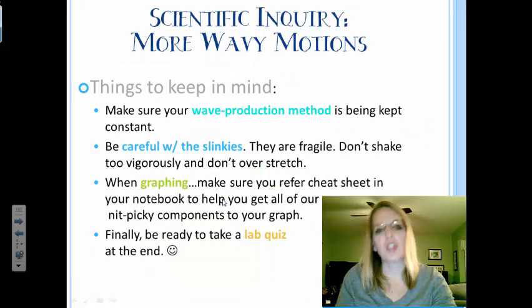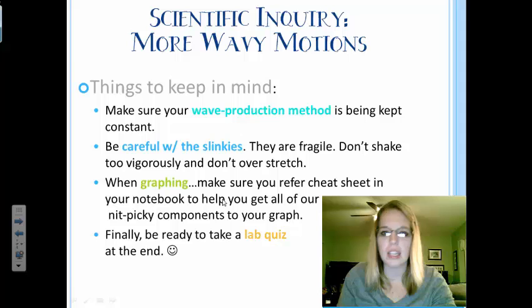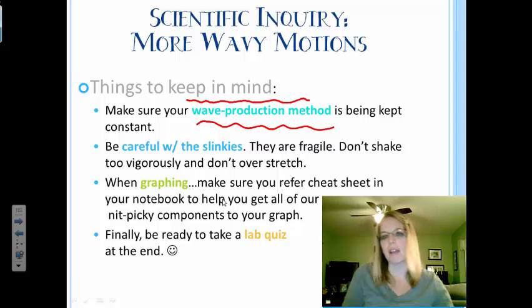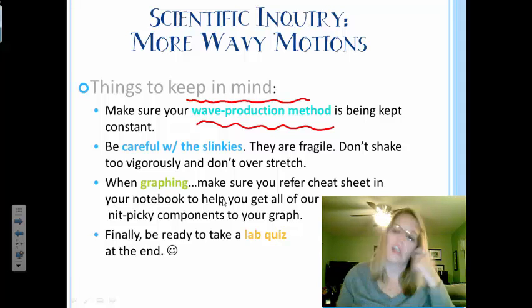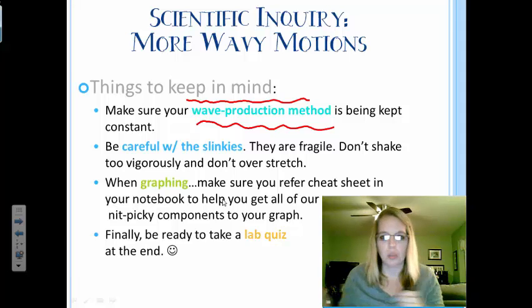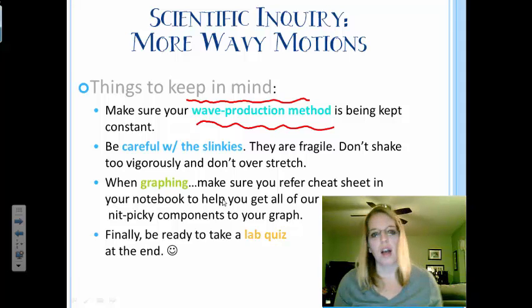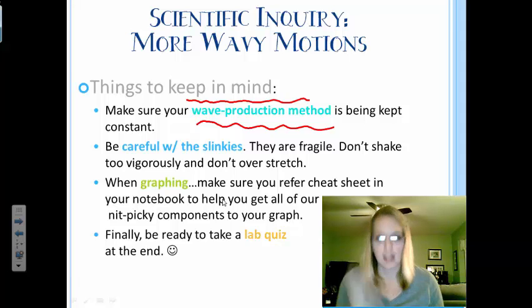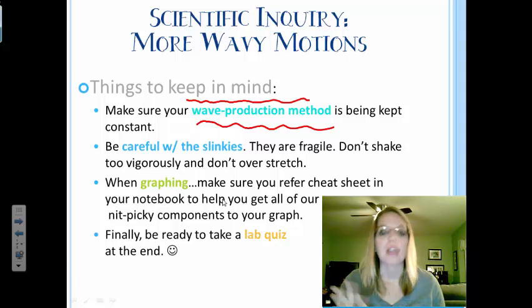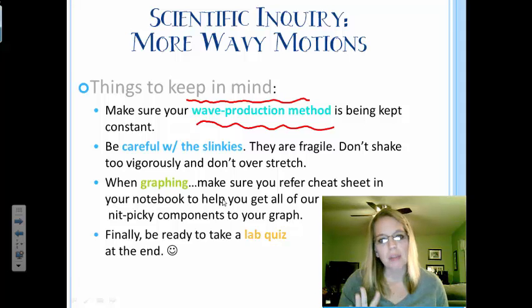Here are things to keep in mind. You really need to keep the wave production method constant. That's why we put it under constant conditions. So if you are shaking back and forth, keep that shaking consistent. If you're pulling to the side, you can't then start shaking back and forth. Be careful with my slinkies. They cost us money. They're not free. They don't grow on trees, and we don't want them tangled up. If you do tangle, don't fix them. I am the master at fixing them. Ask Miss Burkhart. She'll tell you. I have fixed every slinky, detangled. But just come to me and let me know.